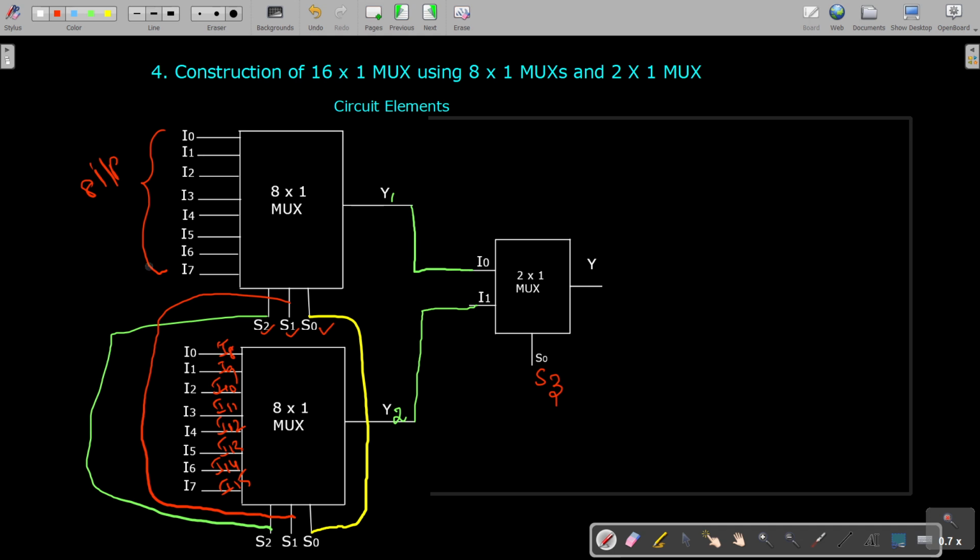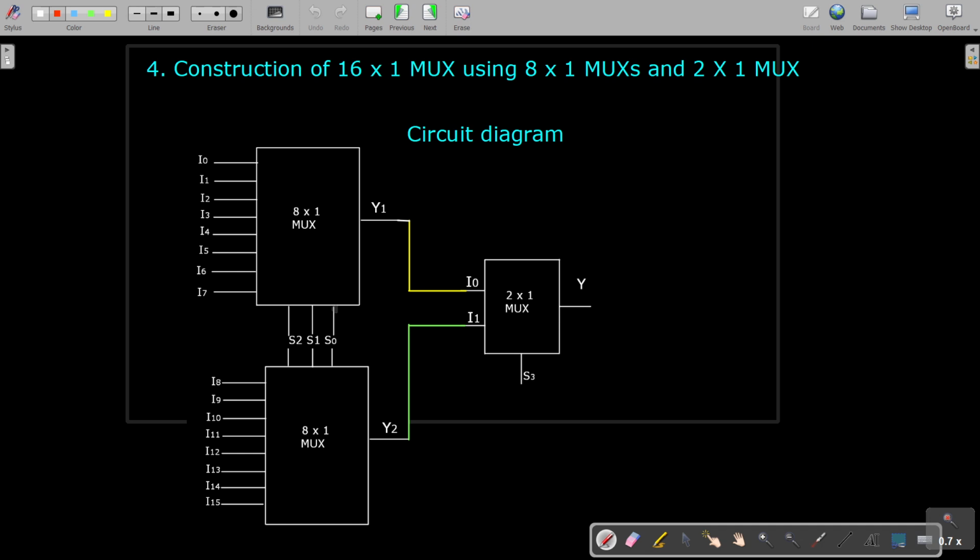Okay, so the first 8 data lines access the first 8 data lines of the 16 by 1 MUX, and these 8 data lines will be acting as the later part of this 16 by 1 MUX input lines. Okay, so now we'll have the proper connection here. Instead of having this connection here, I'll make it here. This S1, S2 and S0 are tied together. So this is MUX number 1 and this is MUX number 2.